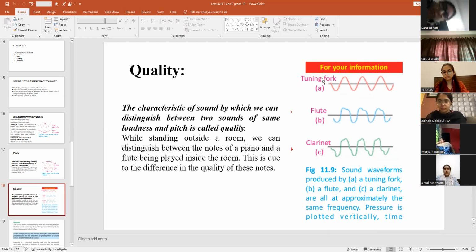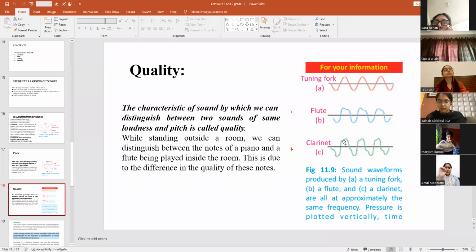If you see, this is a tuning fork. Here, the amplitude and the pitch of the tuning fork are the same. Again, the flute is playing. This is the wave of a flute. The amplitude of the flute, the amplitude of the tuning fork. Let's say the amplitude of the tuning fork is 5 and the flute is also 5. They are the same. Then the clarinet is also a musical instrument, right?